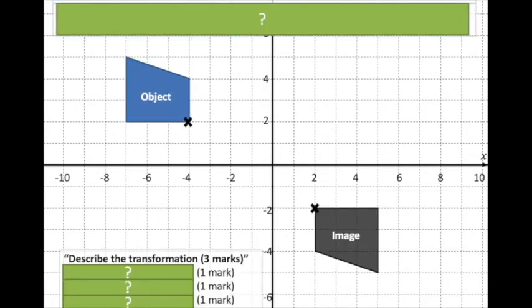Right, identify the center of rotation for this. Well, given this object and the image is over here, you can see that the image is upside down, right? So this has to be 180 degrees. But the question says identify the center of rotation. For 180 degrees, okay, wait, sorry.